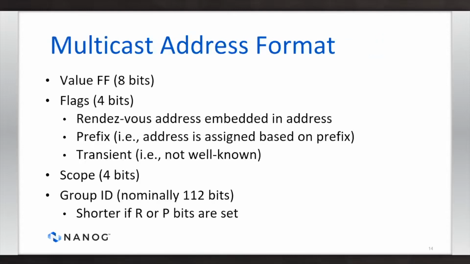Let's talk about multicast address formats. They always start out with 8 bits of FF, then flags, 4 bits. 3 of them are used.